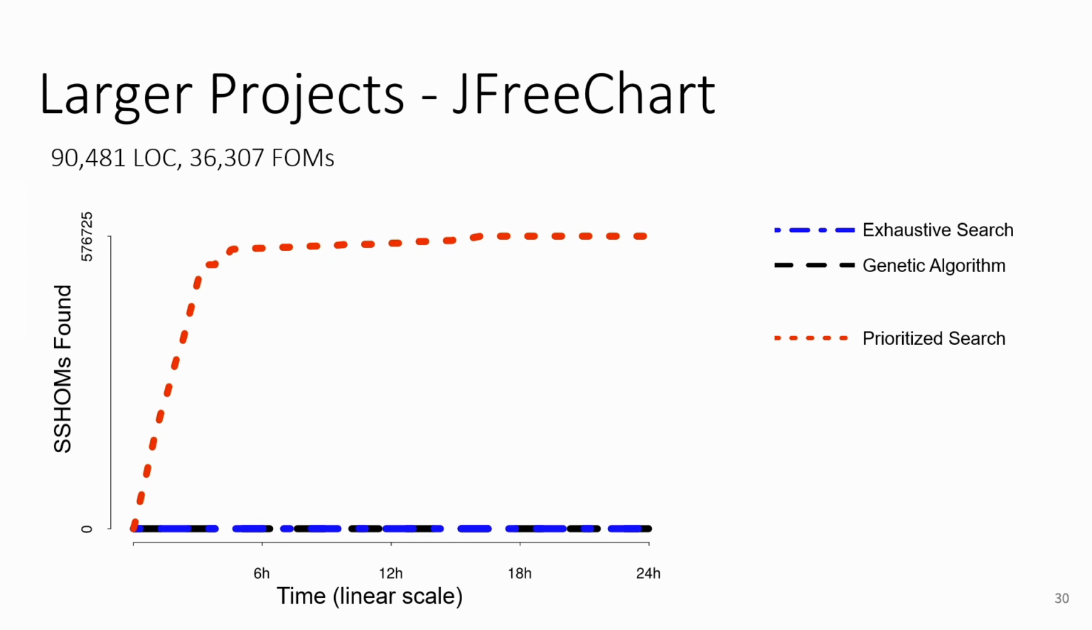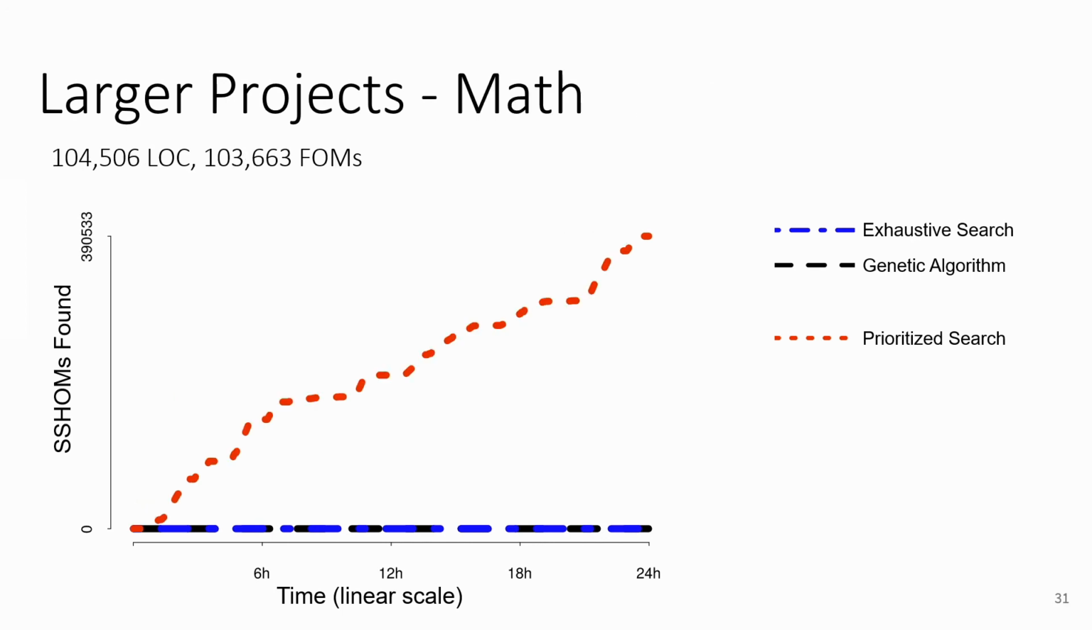For example, we have JFree, a project with 90,000 lines of code and 36,000 first-order mutations. The prioritized search found over 576,000 strongly subsuming higher-order mutants, while the exhaustive search and genetic algorithm found none in the allotted time. We see the same thing in math, an even larger project with 104,000 lines of code and 103,000 first-order mutations. Here, the prioritized search found over 390,000 strongly subsuming higher-order mutants, while the exhaustive search found none, and the genetic search was only able to find at most 2 in our trials. There are more detailed results in the paper.